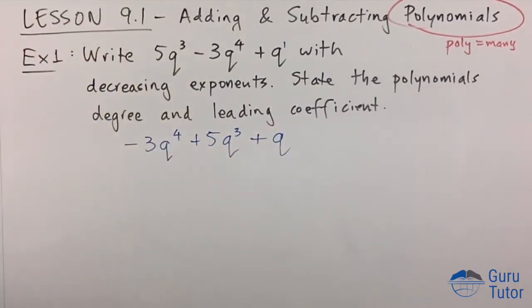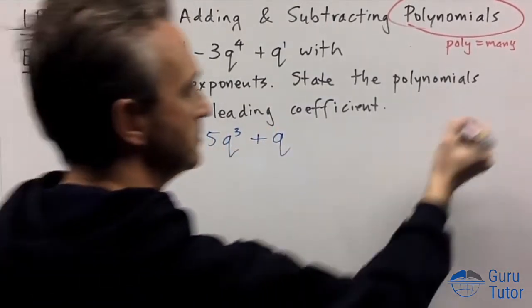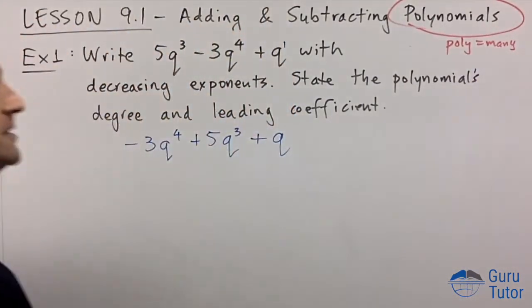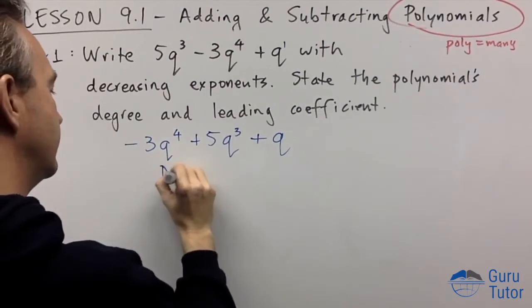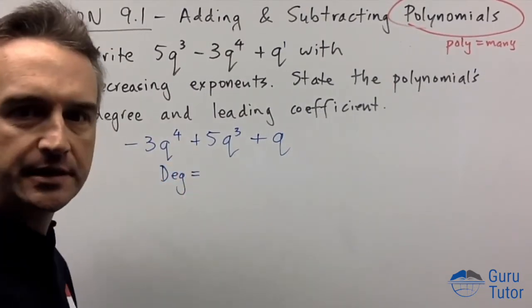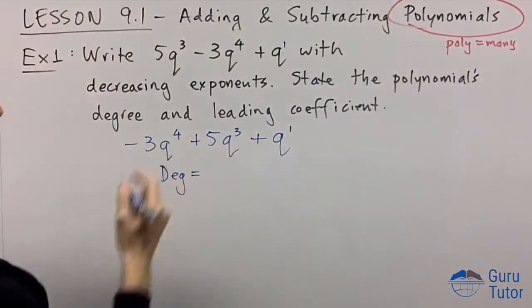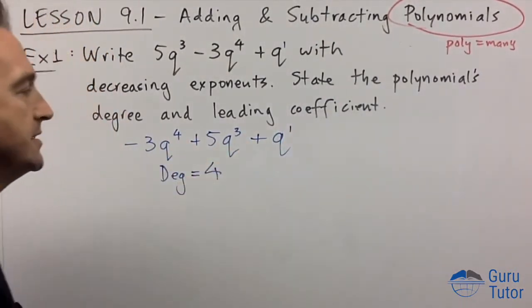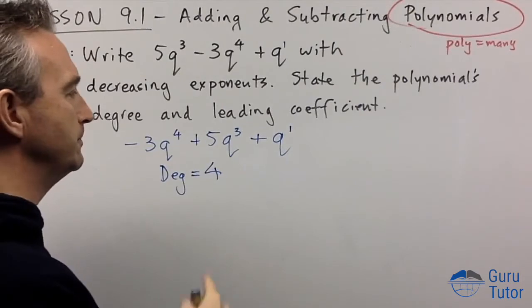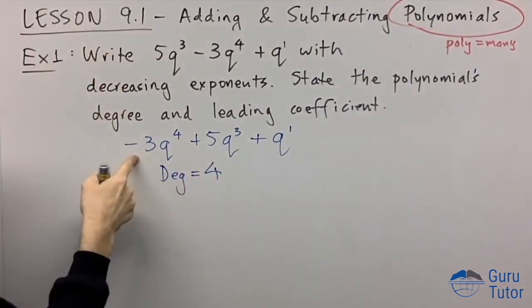Okay? Then it says, state the polynomial's degree. What is the degree? The degree is the highest exponent that you can see. So here we've got exponents 1, 3, 4. The degree is 4, okay? It's the largest exponent in the polynomial. And when we write it like this, it's always at the front.